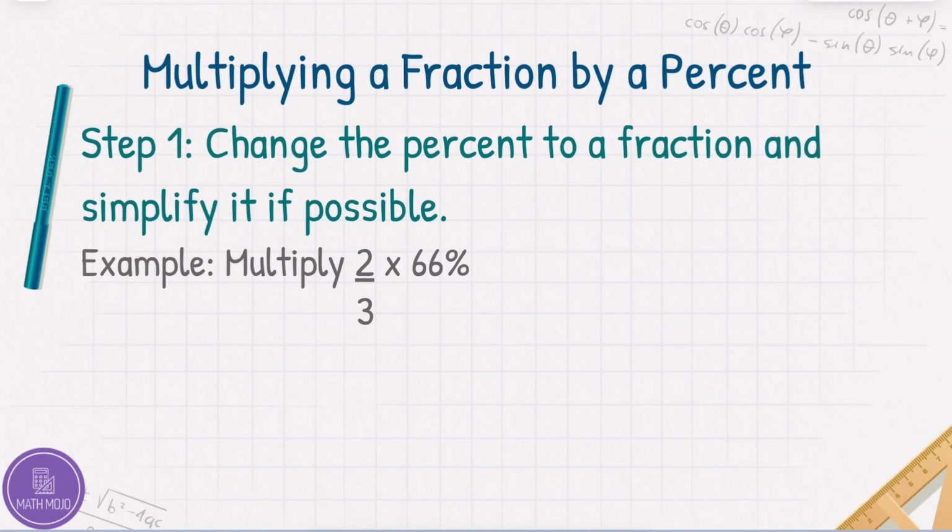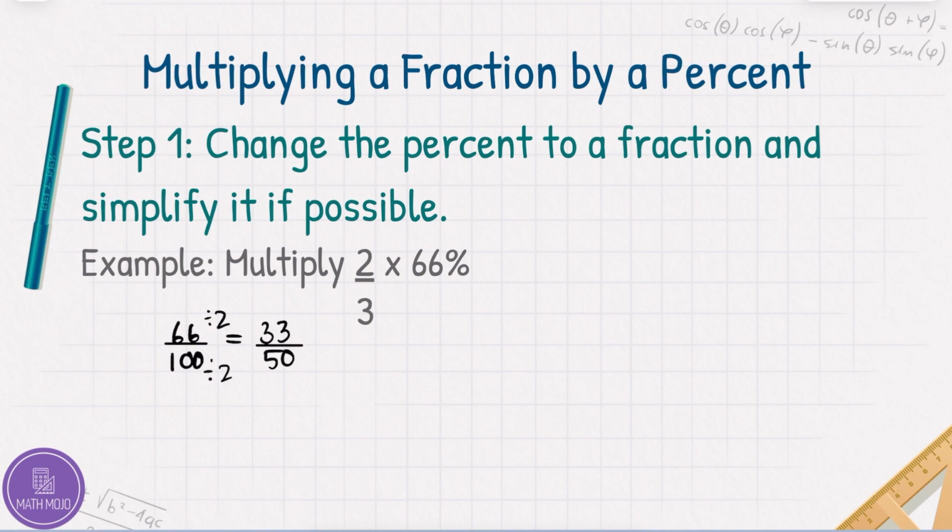Now let's try multiplying a fraction by a percent. So same as our last step 1, it's change the percent to a fraction and simplify if it is possible. So multiply 2 over 3 by 66%. So let's change our percent. So we get 66 over 100, and we can simplify this. Over here we can divide by 2, which gives us 33. And same for the denominator, we get 50.